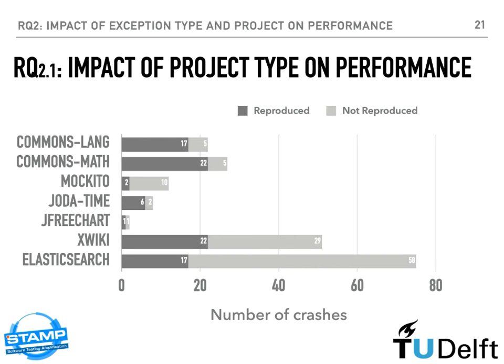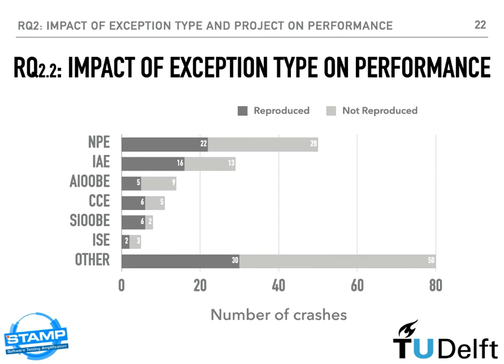For RQ2, we observed that EvoCrash is more successful in reproducing crashes in simpler projects like Commons Lang and Commons Math. However, the reproduction rate reduces in larger and more complex projects such as Elasticsearch. EvoCrash can reproduce various types of exceptions. However, we observed that the number of iterations needed for reproducing non-trivial scenarios like class cast exception needs a more complex input generation. Thereby, reproducing them is more costly.